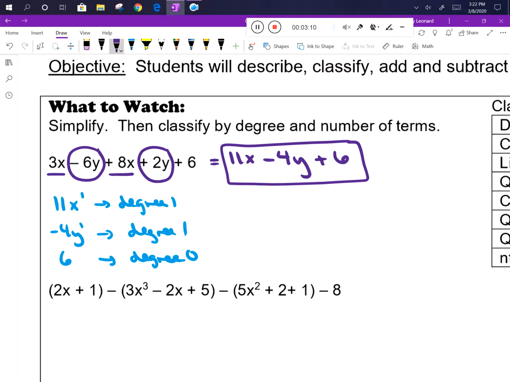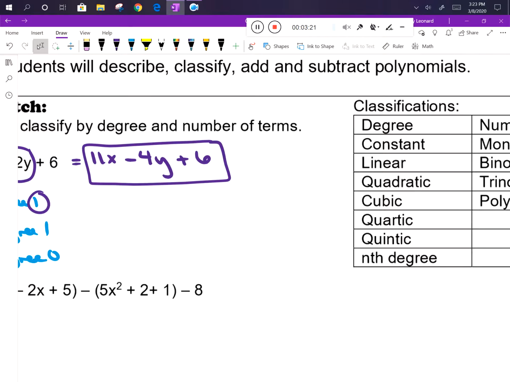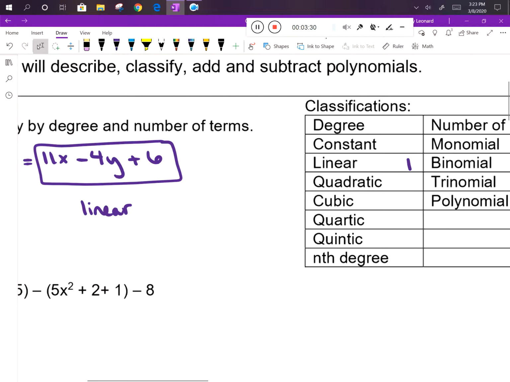So the highest degree that we have present is 1. There's a degree of 1 on the x and a degree of 1 on the y. So this whole polynomial is said to have a degree of 1. Well, a degree of 1 is a linear polynomial. So we're going to classify this thing as being linear. So let's look at these classifications.